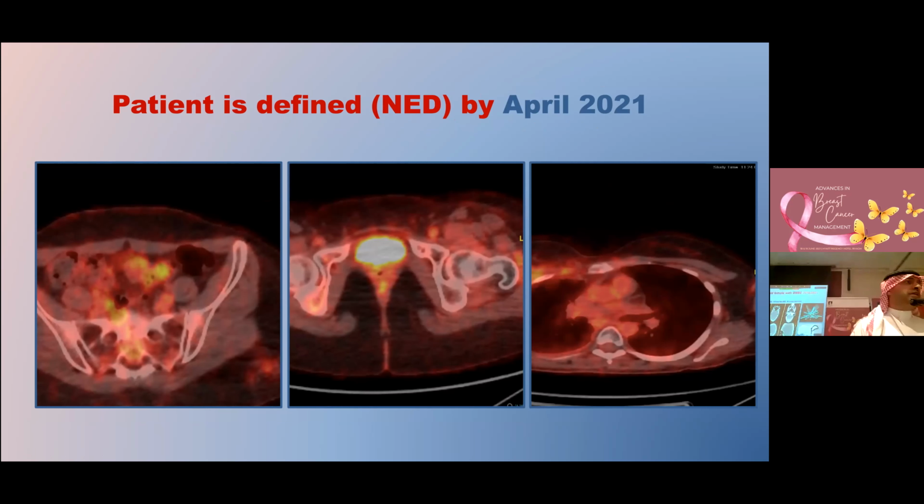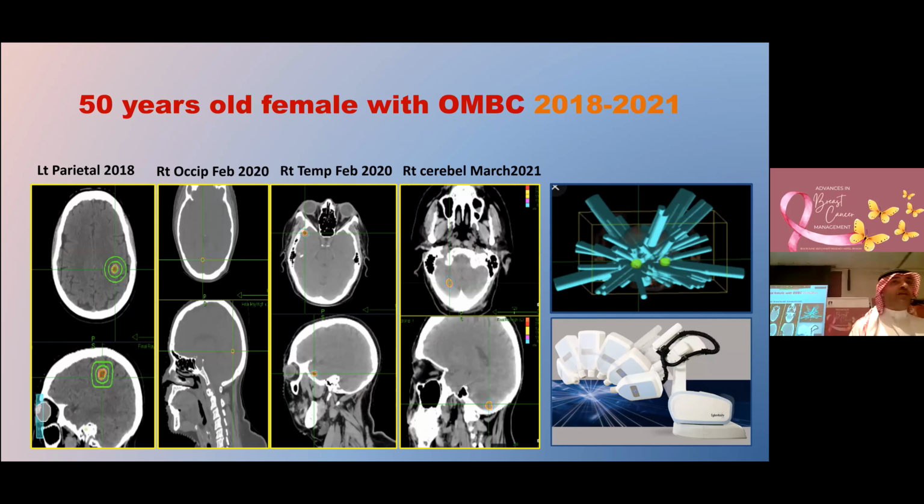This is another patient, so we can talk about not only the age factor. This is a 50-year-old female who presented again with oligometastatic breast cancer in 2018. So the pathogenesis is different from patient to patient.